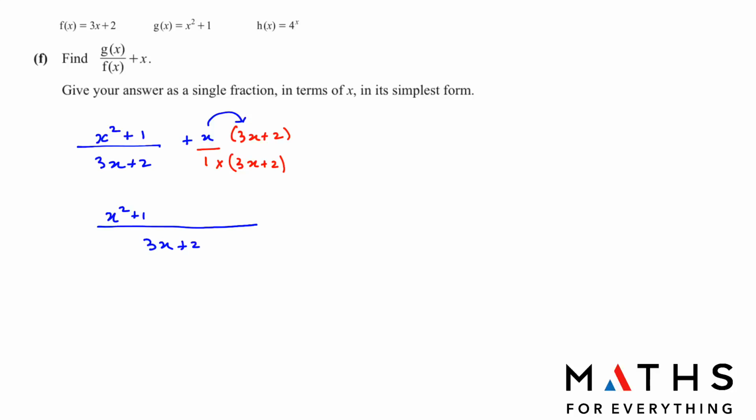X times 3x will give us 3x squared, and x times 2 will give us 2x. Add the like terms together, so x squared plus 3x squared will give you 4x squared plus 2x plus 1 over 3x plus 2. This was an easy 3-mark question.